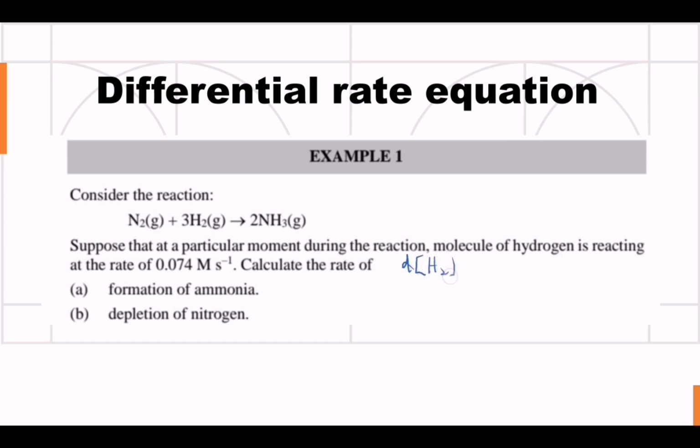d[H2]/dt is equal to 0.074 molar per second. So from the information given, you have to find the formation of ammonia. First, you have to write the differential rate equation. Walaupun soalan tak suruh, kena tulis dululah the differential rate equation.